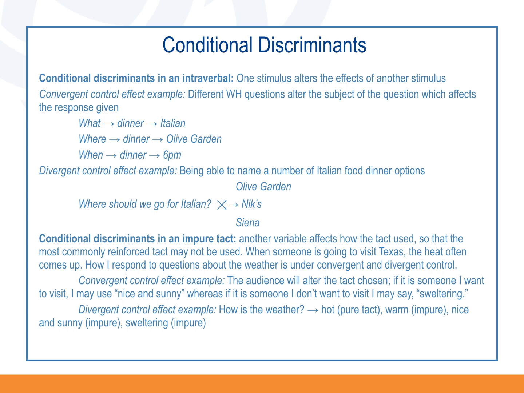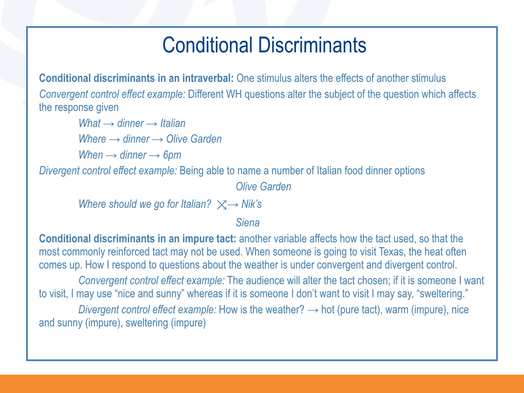Conditional discriminations: let's look at them in a couple of the verbal operants. Within an intraverbal, for convergent control, you could say it's all the different WH questions which affect the response given. For dinner, dinner is that single thing, and then we're looking at all the different responses it can be and what determines those. So different WH questions can affect that response. Dinner could lead to Italian food, it could lead to Olive Garden, it could lead to 6 p.m., dependent upon that other stimulus, which is your WH question.